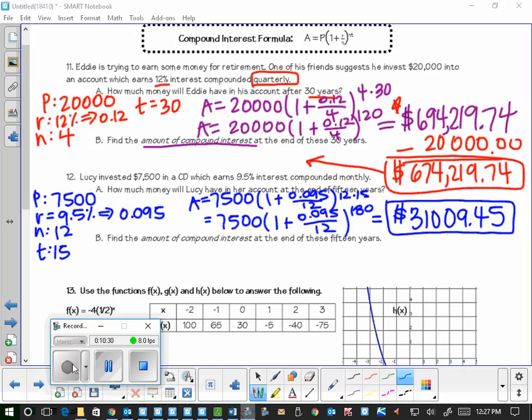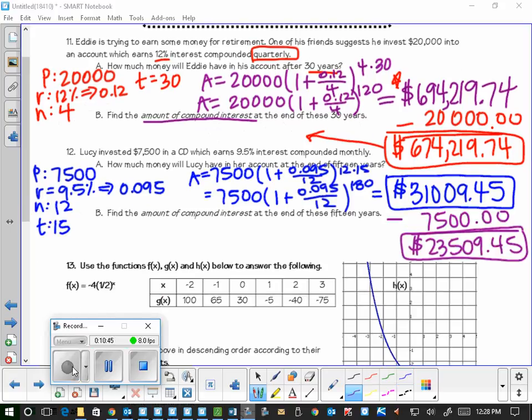Okay, check your answer for part A, please. Make sure you did this right, so that when you do part B, you'll get that right too. Right now, I want you to do part B, please. Okay, here is the answer to part B. $23,509.45 is the amount of compound interest that Lucy has gotten since she invested her $7,500 in her certificate of deposit.